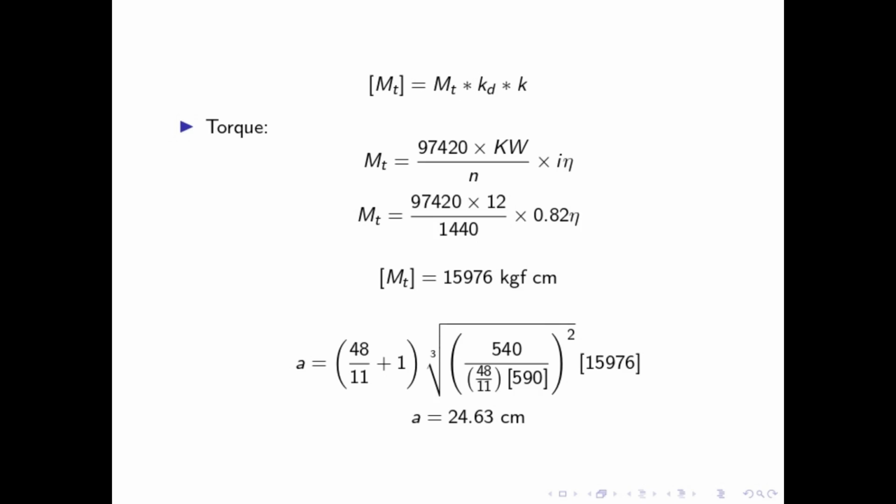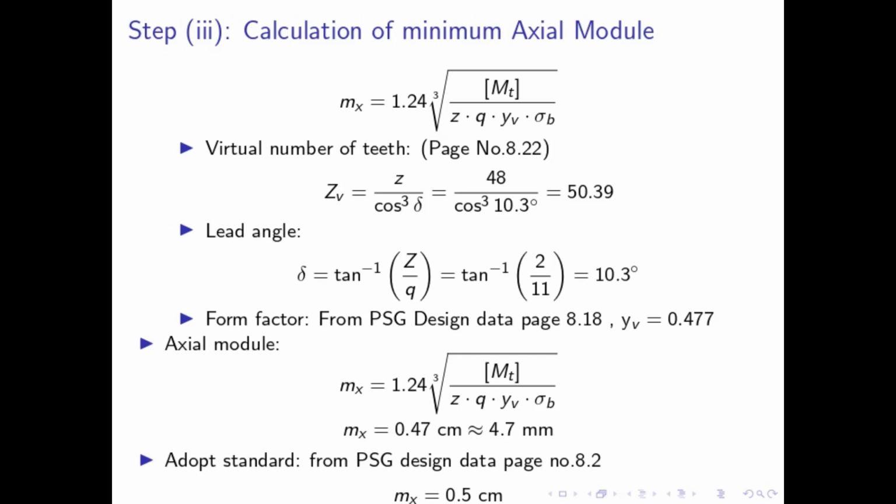Now if we substitute in the equation on page number 8.44 for a, that is center distance, we will get a as 24.63 centimeter. And the module corresponding, step 11, page number 8.44, for calculation of minimum axial module, that formula is given as mx equal to 1.24 cubic root of designed MT divided by z into q into YV into sigma B. The answer you will get, mx, in terms of centimeter.